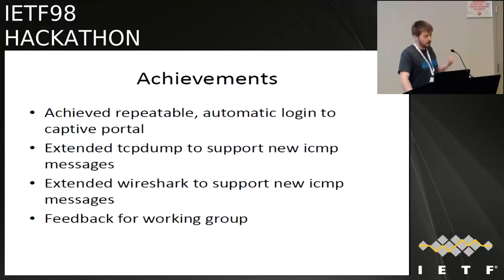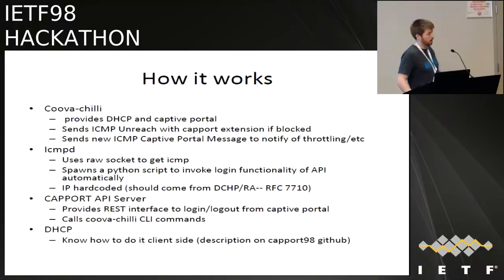During that time, we also extended tcpdump to support some of the new ICMP messages that we were using as part of the architecture. And we did the same for Wireshark. Throughout it all, we got a bunch of feedback for the working group, because a lot of stuff that was unknown needs a bit more fleshing out. So we're going to give that feedback on Tuesday. So how does it work? Kua Chili is the captive portal.